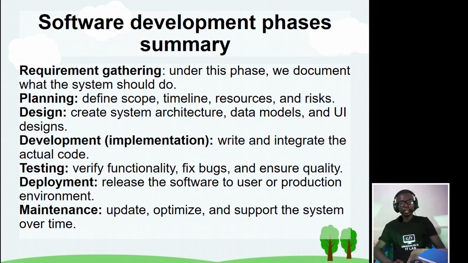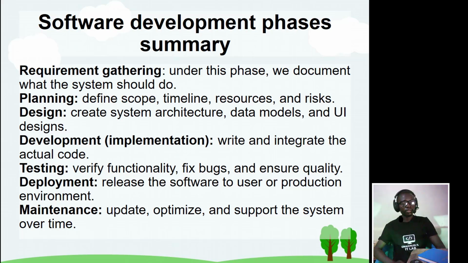So in every software development process, there are stages which are followed, or phases. Now the first phase is the requirements gathering. Under this phase, we document what the system should do. An example, to calculate the profit. So we start building on from there, and the percentage profit, to start planning. In the planning stage, we define the scope, the timeline, the resources, and the risks involved.